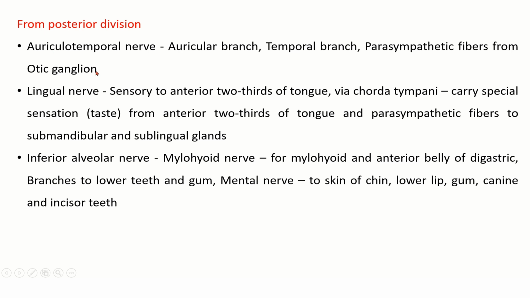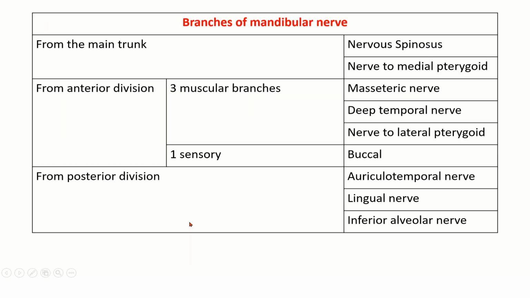From the posterior division: auriculotemporal nerve, with auricular branch and temporal branch, and parasympathetic fibers to the otic ganglion, from the otic ganglion to the parotid gland. Then the lingual nerve, sensory to the anterior two-thirds of the tongue, via the chorda tympani nerve carries special sensation, taste sensation from the anterior two-thirds of the tongue, and parasympathetic fibers to the submandibular and sublingual glands. Inferior alveolar nerve: the mylohyoid nerve for mylohyoid and anterior belly of digastric, branches to lower teeth and gum. Mental nerve to skin of the chin, lower lip, gum, canine and incisor teeth.